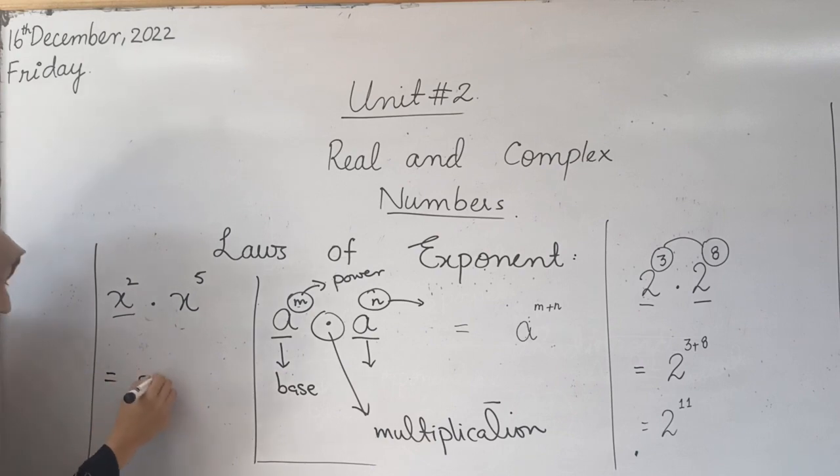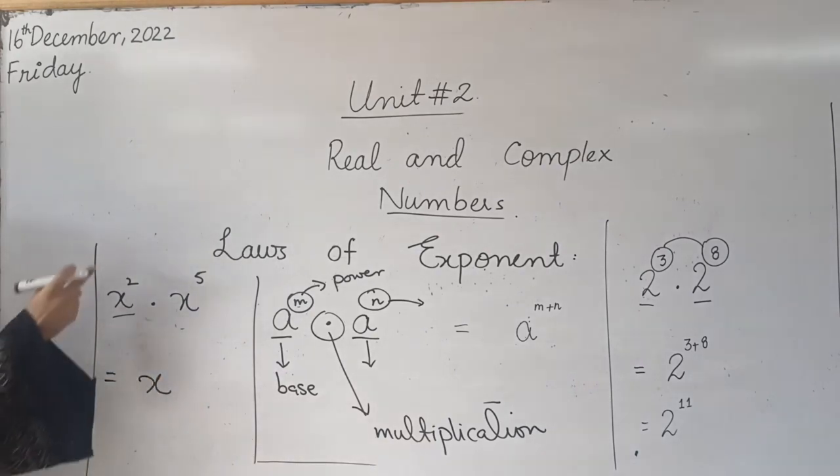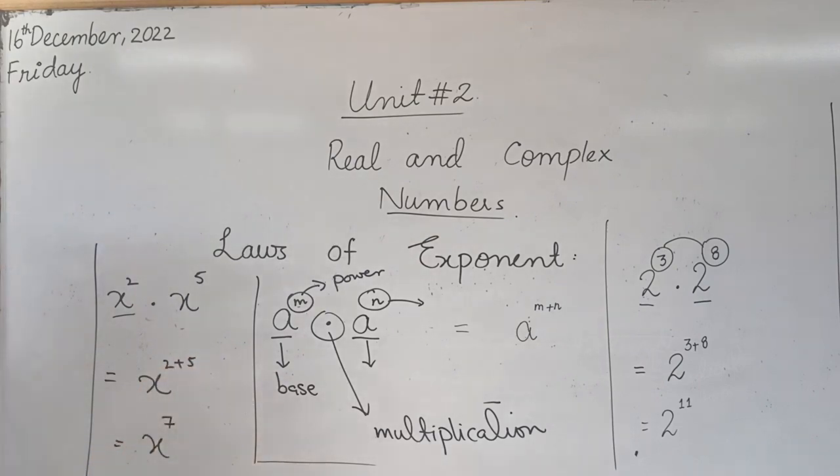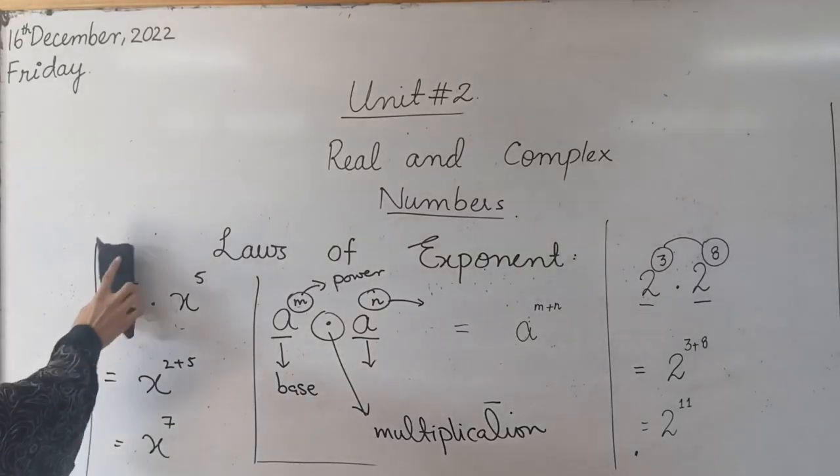So we will simply write x and their powers will add, 2 plus 5, which is equal to x raised to power 7. This is the first law of exponent. Is it clear? Okay. Now let's see the second law.